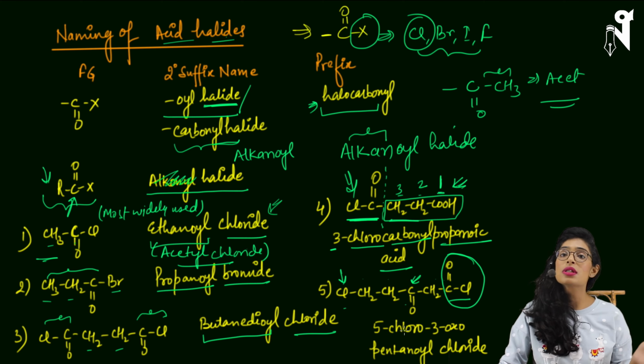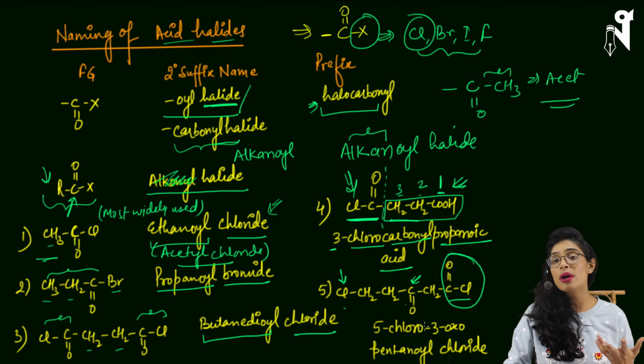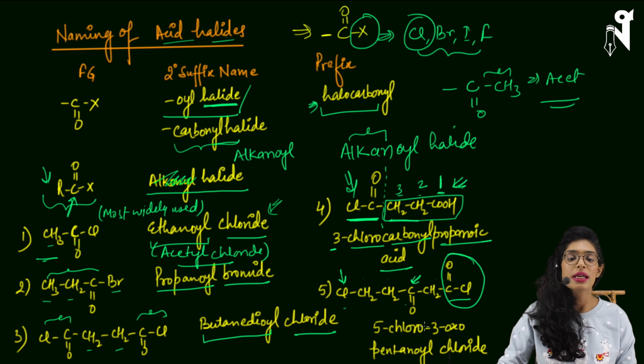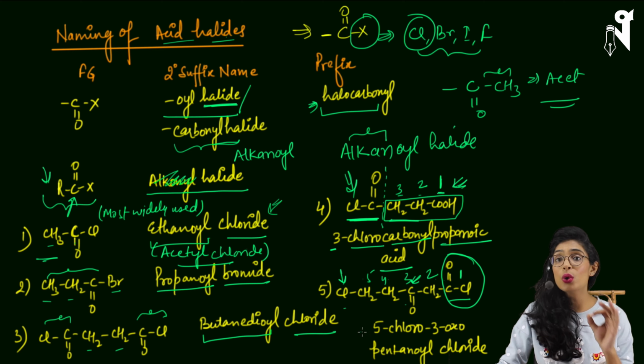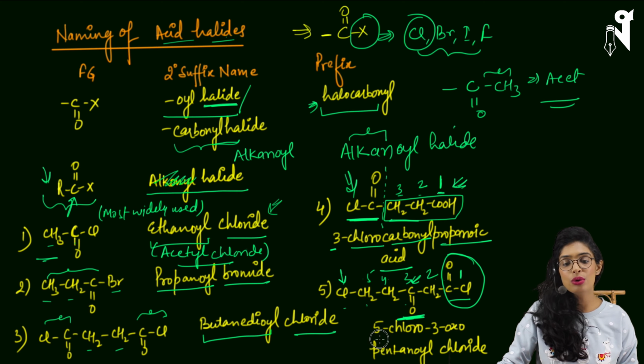Mind it, COCl is also a chain terminating and chain initiating group. So when this is the higher priority or the only group in the chain, your numbering will always start from here. Okay, so this is your chain: 1, 2, 3, 4, and 5. So I have chloro on the 5th position. I have oxo due to ketone on the 3rd position, and then the name of the chain will be pentanoyl chloride. So 5-chloro, 3-oxo, pentanoyl chloride.